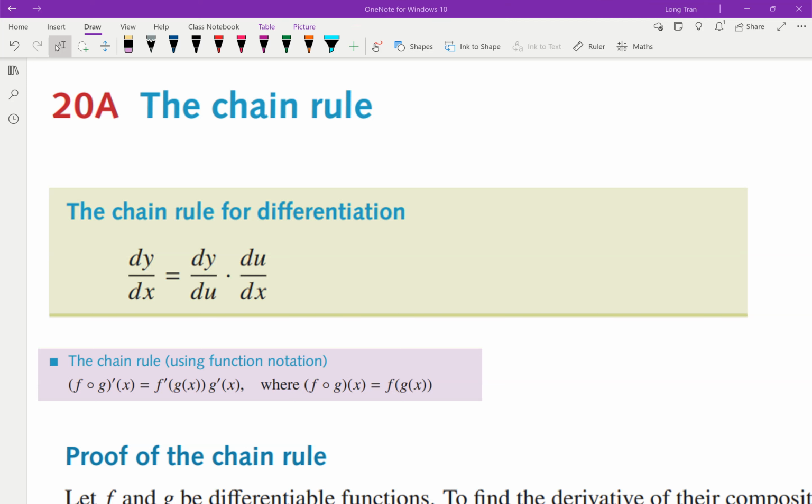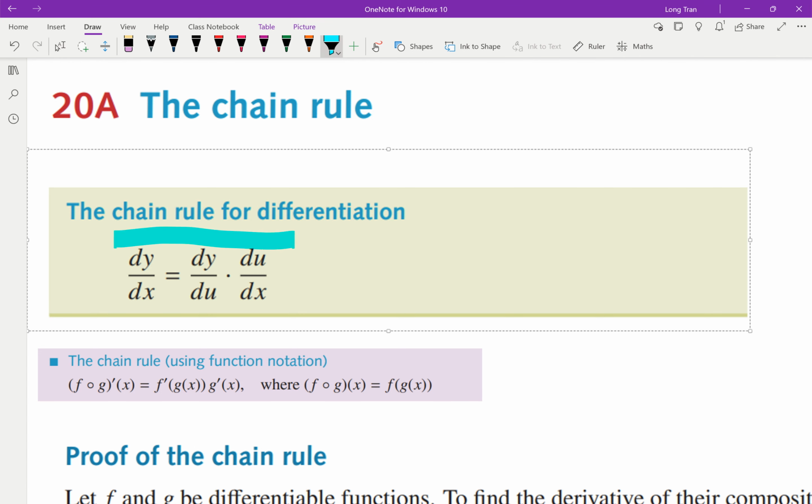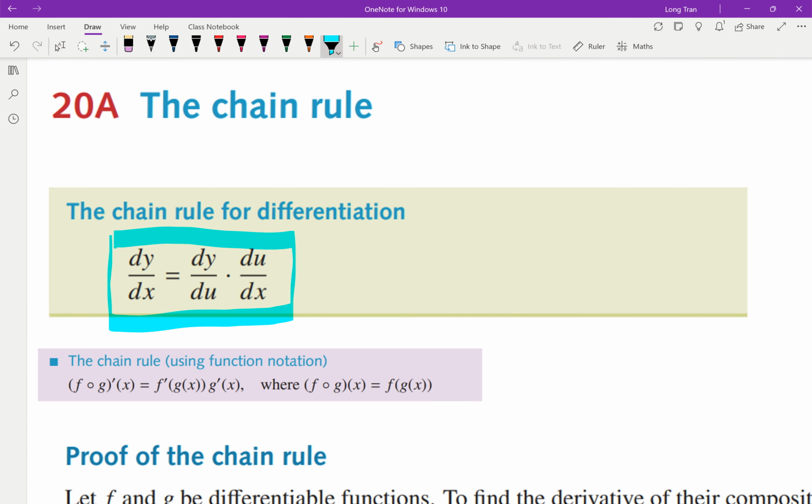Here we go. Chain rule. I want you to copy in your notes: dy/dx equals dy/du multiplied by du/dx. This is your chain rule that you'll likely be referring to. That makes it easier to understand.